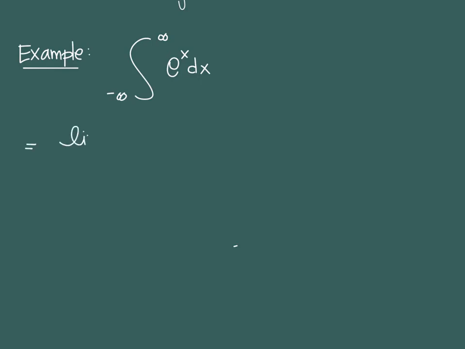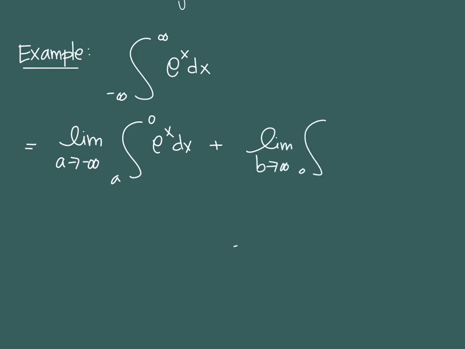All right. Sure. So we'll say the limit as a approaches negative infinity, and then we would have from a to 0 of e to the x dx. And then the second one would be the limit as b approaches positive infinity, and we'll go from 0 to b of e to the x dx. And just recognize that 0 is an arbitrary value. You could pick any constant because the domain of this is all real numbers. And so any constant you want to pick would be fine.